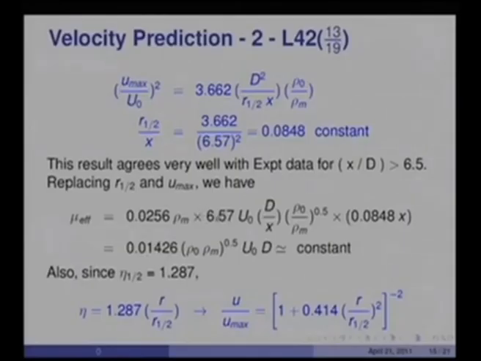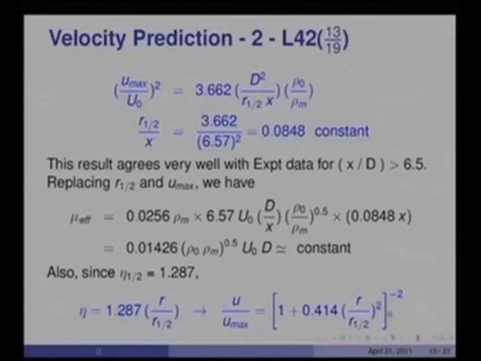Mu effective would then become 0.0142. I have simply replaced here u max equal to 6.57 u naught and so on and so forth, and r half equal to 0.0848 x. So, x and x get cancelled, and we get mu effective equal to an absolute constant as 0.01426 u naught d multiplied by (rho naught by rho m) raised to half. Now, also since eta half is 1.287, we can say that eta will be 1.287 r over r half, and u over u max will be (1.414 r over r half) whole squared raised to minus 2.